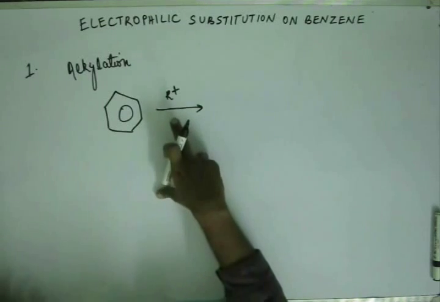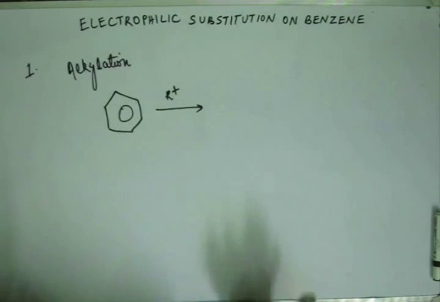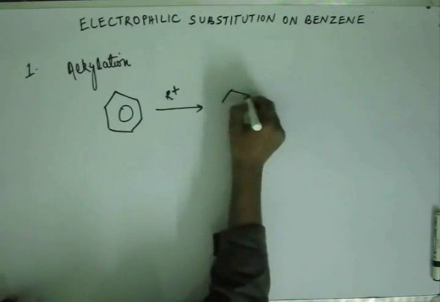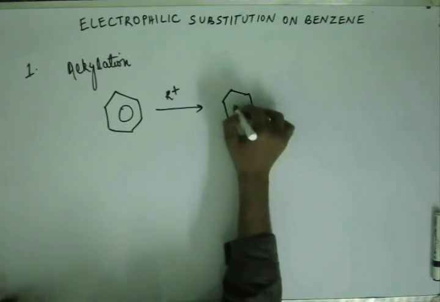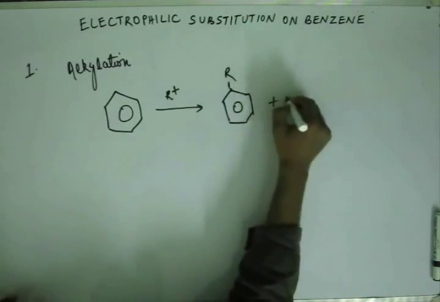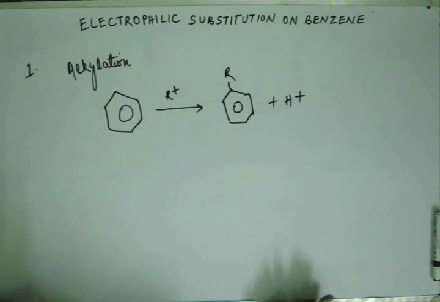Now this is another thing, how this R+ has been generated. This will be seen in a moment, but somehow this R+ has been generated, and this R+ will get attached to the benzene ring, substituting hydrogen from the benzene, and H+ will be removed and R will get attached to benzene. So this is how an alkyl group will get attached to the benzene ring, removing H+ from the benzene. The mechanism will be exactly the same, without the change of an iota, as the previous mechanism we have seen.